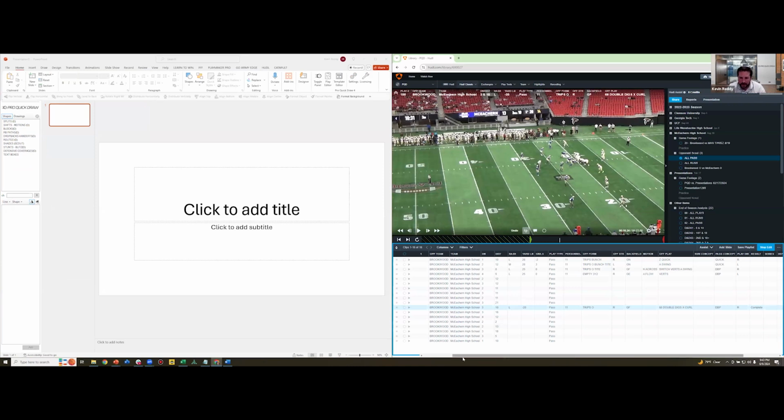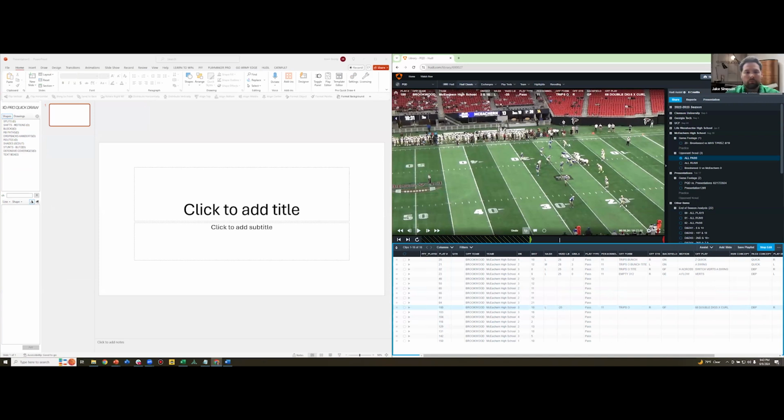So I'm going to break down play number 100 right here. So I paused the film. I know it's a 3x1 look. This is what we got. It's trips O, open, gun far.